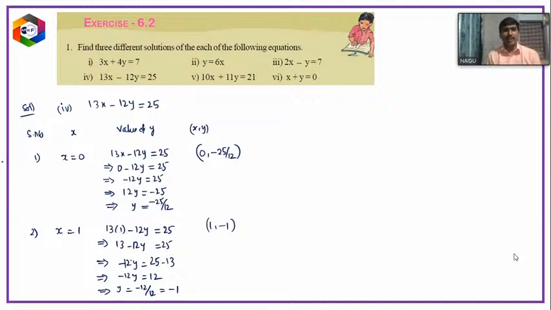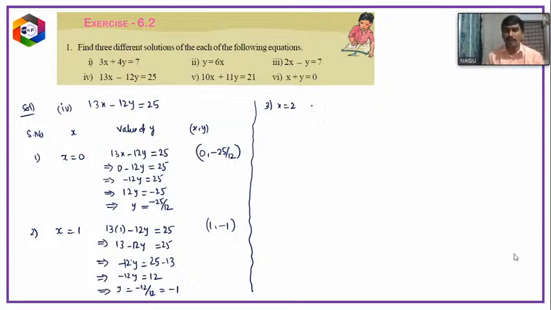I am going to take x as 0 and x as 1. So if it is asked to find any 3, you can take any x value, no problem. Based on the x value, let us calculate the y value. Once again I am reminding that it is better to take x as 0 one time, x as 1, or simple values. And one more I am going to do here, the third one. So x this time I am taking 2.